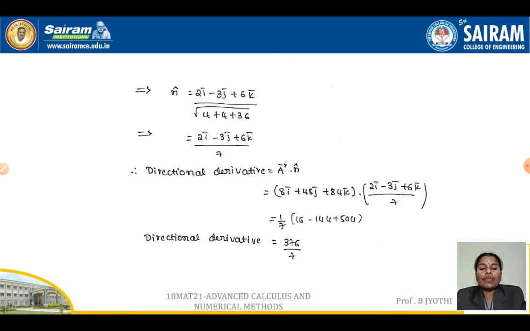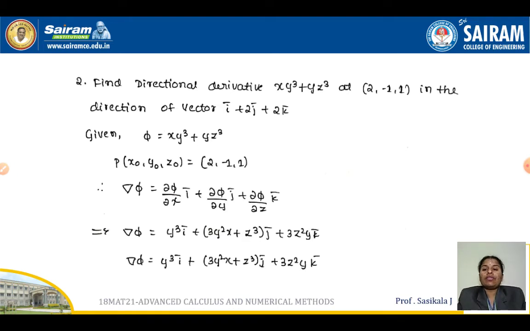Now you can go with the directional derivative, a vector dot n cap. So a vector is nothing but del phi. Del phi dot n cap, you will get like this: 1 by 7 of the dot product. I'll get 16 minus, 8 twos are 16, minus 48 into 3, and minus 3 will be minus here. So minus 144 plus 504. So the directional derivative, simplified, you will get 376 by 7.